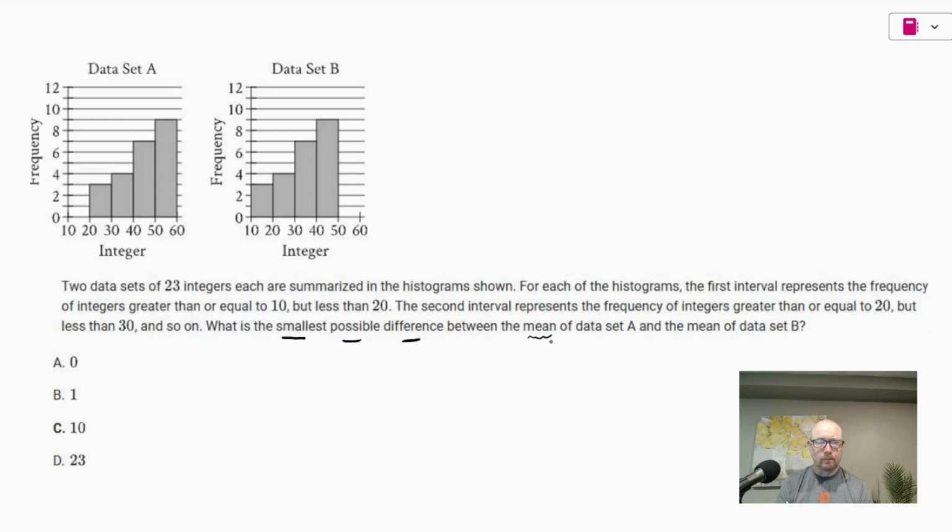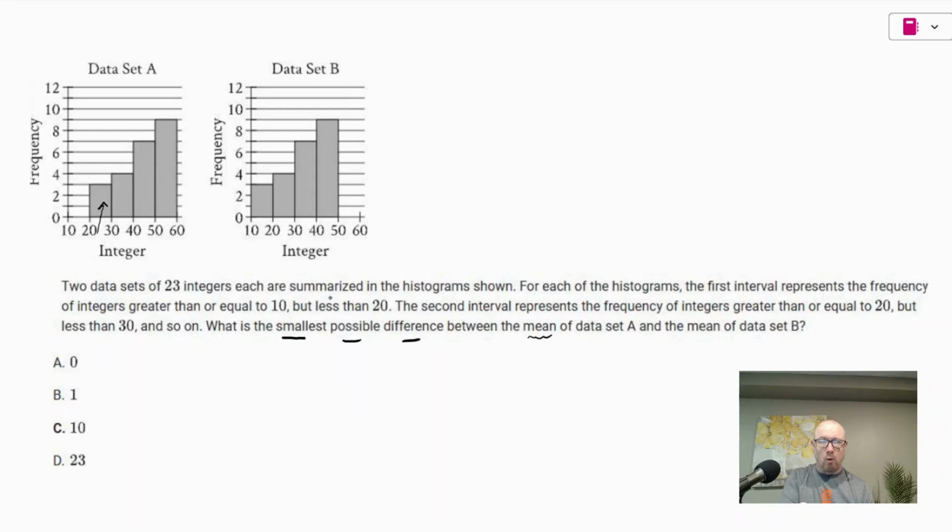All right, so how could we get the smallest possible difference? Well, if you notice in the wording of the problem, we are including the low end of the bins. So we're including the low end, but not including the high end. So for example, in data set A, 29 would be the high end of this first bin here. Okay?